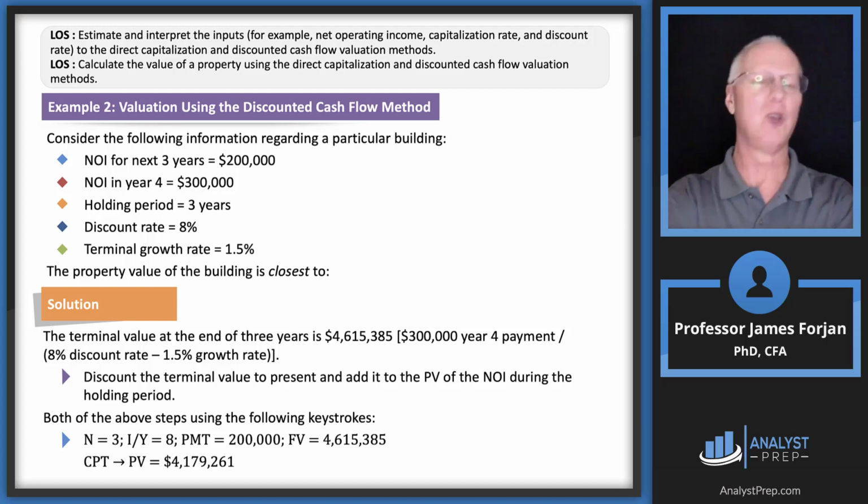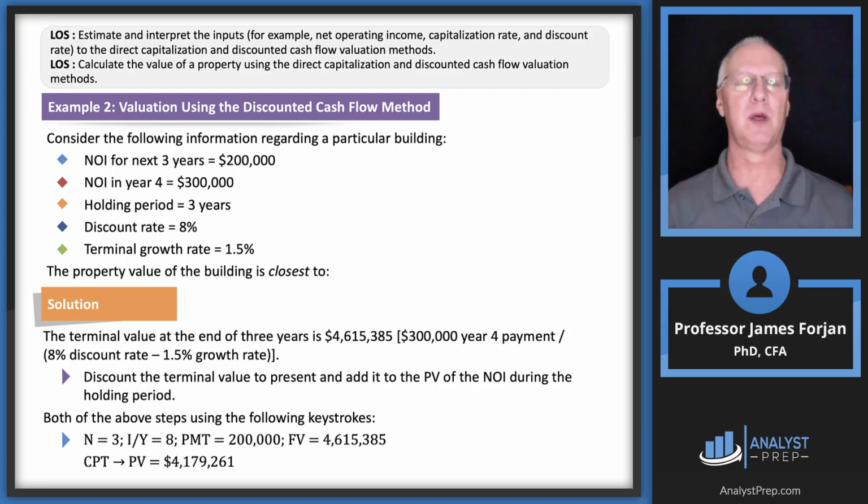What is the value? Boy, this comes right out of Modigliani and Miller. We're willing to pay today an amount that's equal to the present value of what we hope to get out of this thing. Now, of course, what we get out of this thing depends on, let's swing back up to the question stem, things like the discount rate. It depends on things like the terminal growth rate.